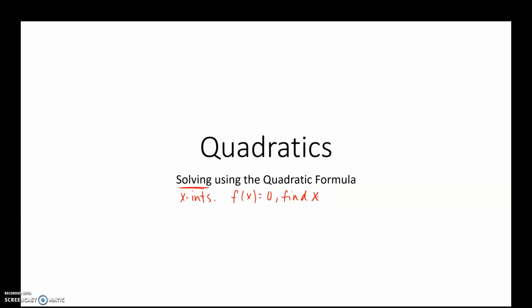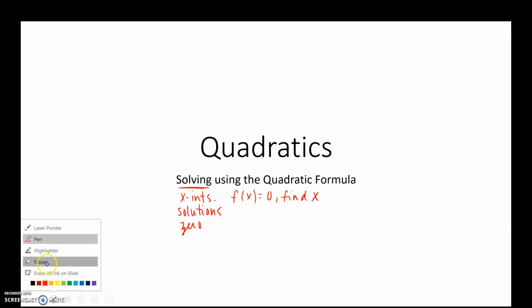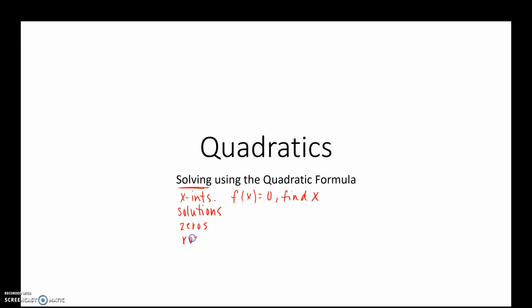And I'll talk about this again, but your x-intercepts have three other terms that are synonymous with that. Your solutions, hence the solving, your zeros of a function, and your roots of a function. Okay, so all four of these things mean the exact same. It means we're setting our function equal to 0 and we're solving for x.